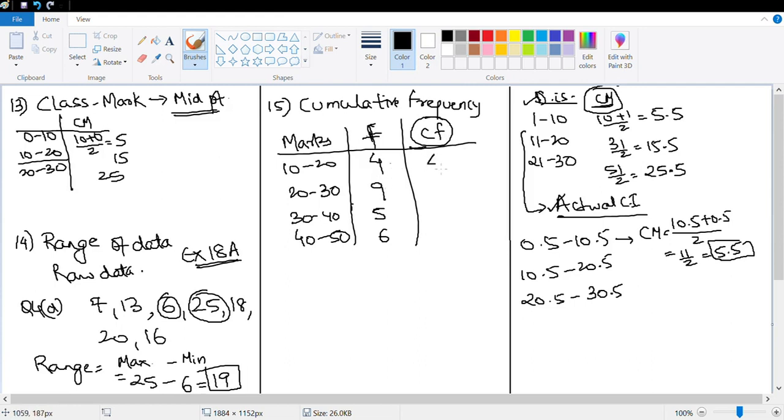So this is 4, there is nothing before this. I add 9 plus 4, I add this. So this is 13, 13 plus 5, 18, 18 plus 6, 24. In case you want to memorize it, this is a pattern that you can use, right?